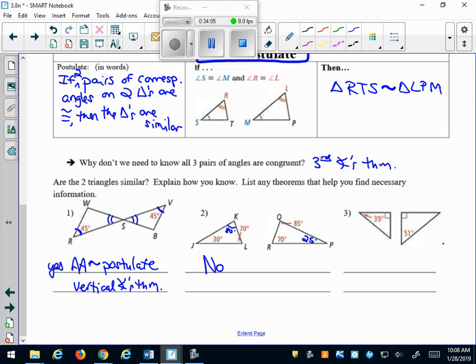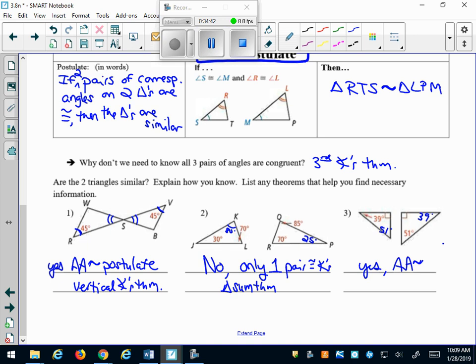No. Why not? Okay, there's really only one pair of congruent angles, right? And we need at least two for the AA similarity. All right, number 3. Yes, they are. Good. The missing angle here is 51, and the missing angle there is 39. So they are similar, yes, by AA similarity.